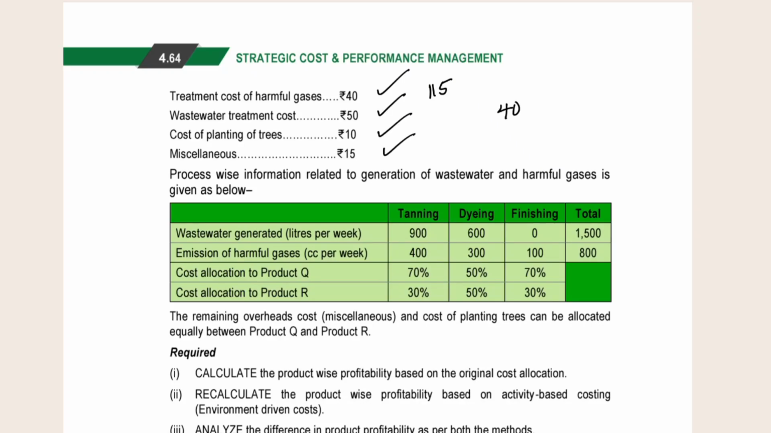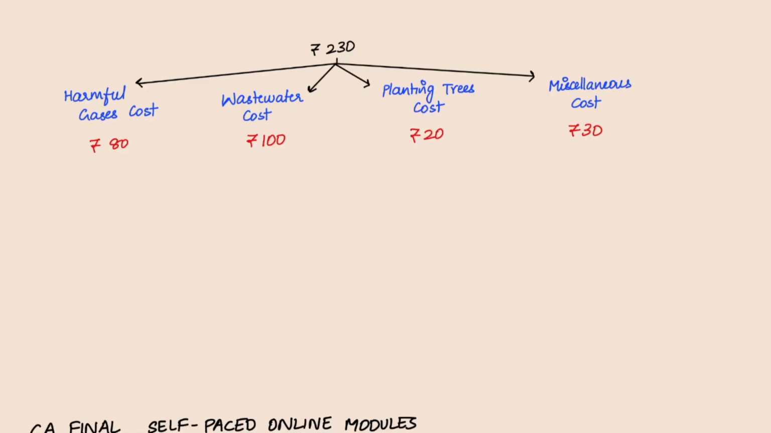In the same ratio, 40 is to 50 is to 10 is to 15, you are allocating the 230 rupees. By allocating this, what do you get? When you allocate the 230 like this, you will get these amounts. This is the total cost of harmful gas, wastewater, etc. for producing 2 units. Now in the question, they have given a table.